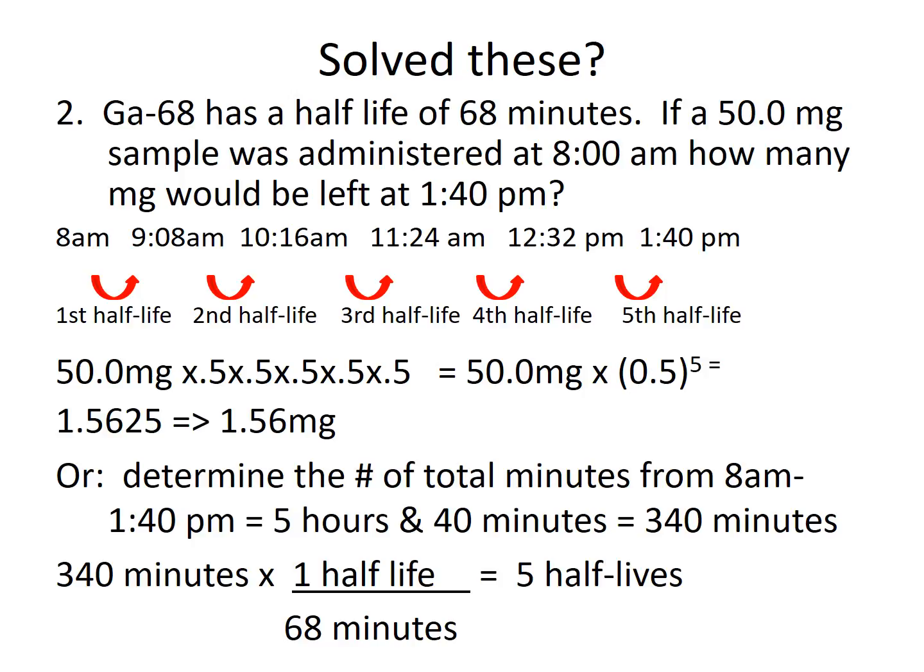Or another way we could do it was we could say from 8 a.m. to 1:40 p.m. is 5 hours and 40 minutes, or 340 minutes. 340 minutes times 1 half-life over 68 minutes equals 5 half-lives. So that would get the same answer as counting it up the way we did up above.